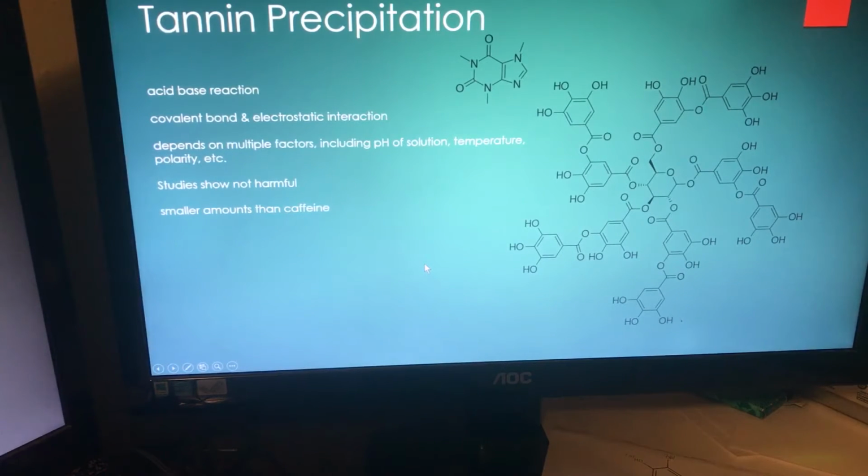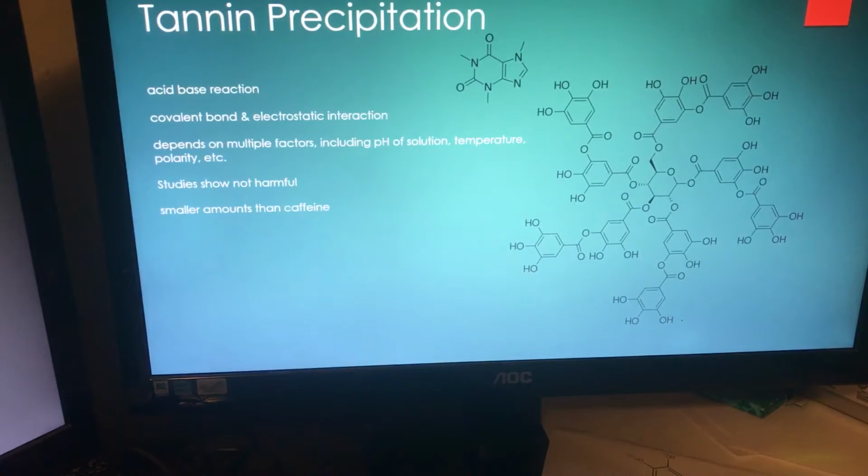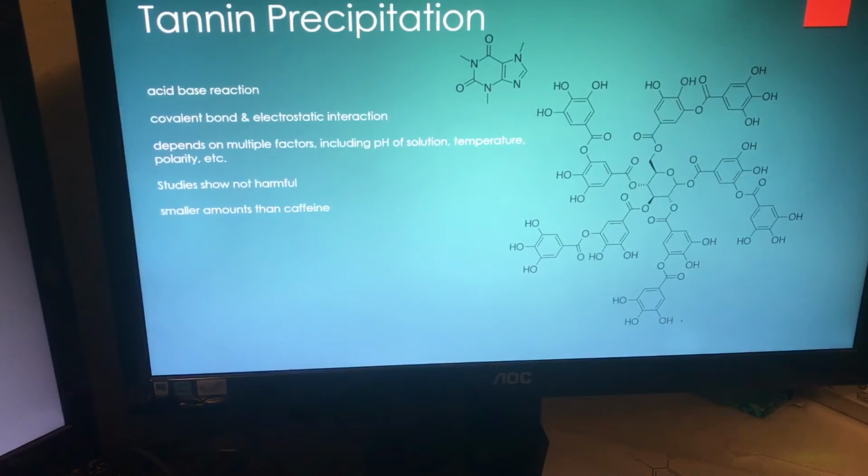How much the tannin actually does precipitate the caffeine is going to depend on a lot of different factors. It doesn't necessarily happen in a cup of coffee, and some of those factors are going to include the pH of the solution, the temperature, the polarity, and if anything's added to coffee, such as a fat like coconut oil or an alcohol like whiskey, that's obviously going to change the relationship between the tannic acid and the caffeine.